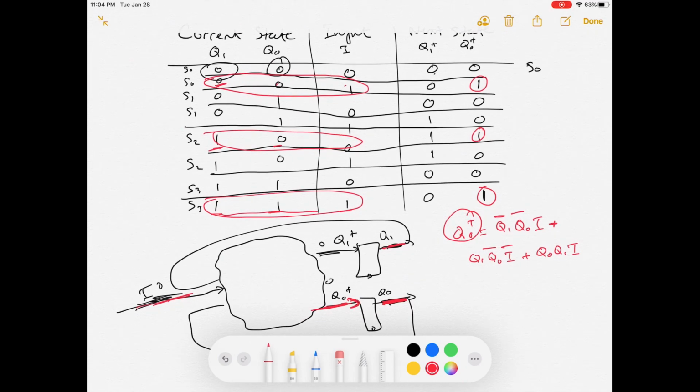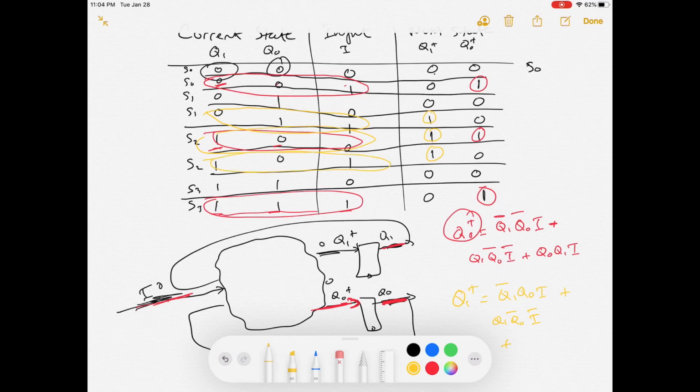So Q1 plus will be a similar thing. We will look at everywhere where it's a 1. We have 3 1s as well. And we will basically look at the input. So in the first one we have Q1 0, so Q1 not. And we have the Q0 and we have the input, plus the second one will be this one. So we have the Q1, Q0 is 0, so not Q0. We don't want the Q0, and the input is 0, also not input.